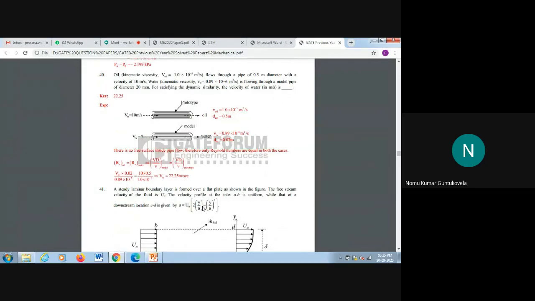Here we are taking the prototype and the model, so prototype equals model. Reynolds number of prototype equals Reynolds number of model, and the Reynolds number is VD by v, where v is the kinematic viscosity. With the help of this, we can find the velocity of water, which is 22.25 meters per second.